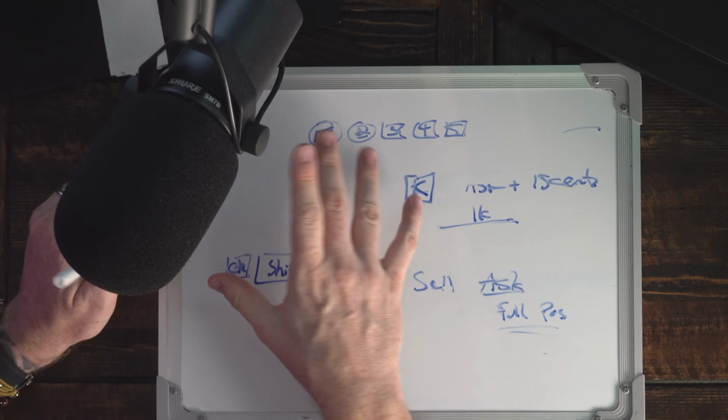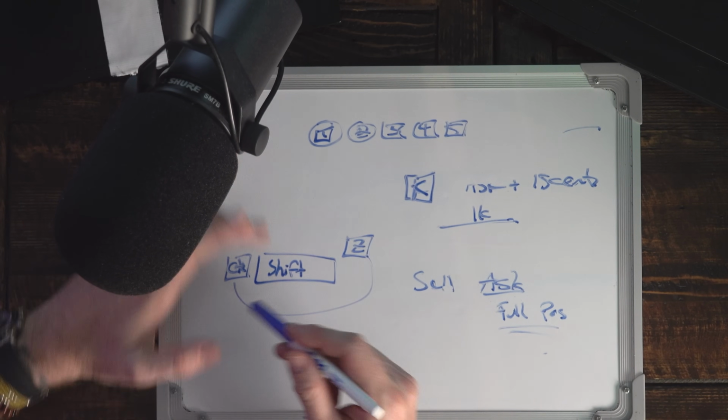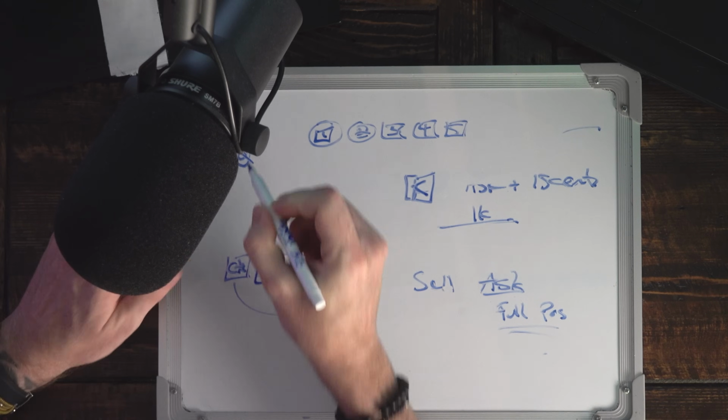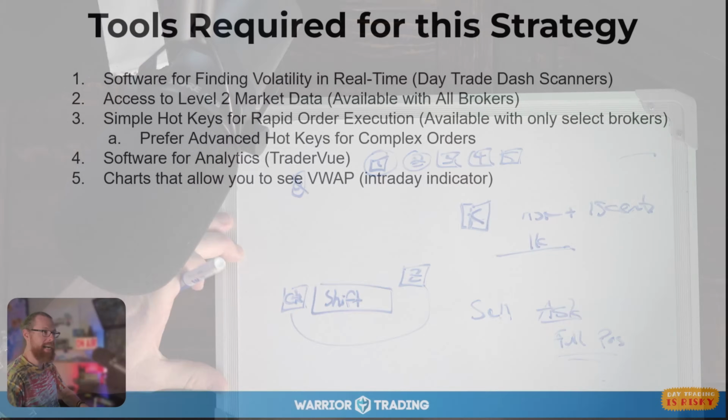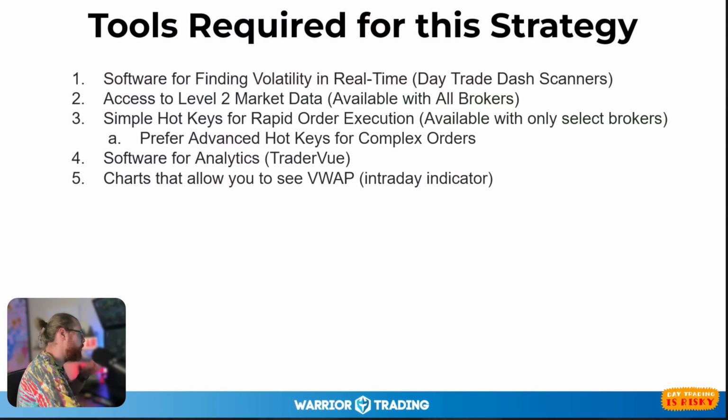So having even just those 4 simple hotkeys plus Control Q up here to cancel any open orders, that's going to get you the ability to move in and out of these trades pretty quickly, which is what you're going to want when you've got a fast moving stock.